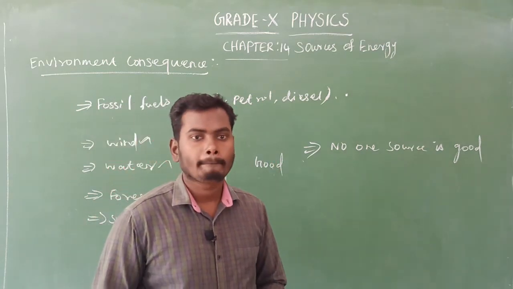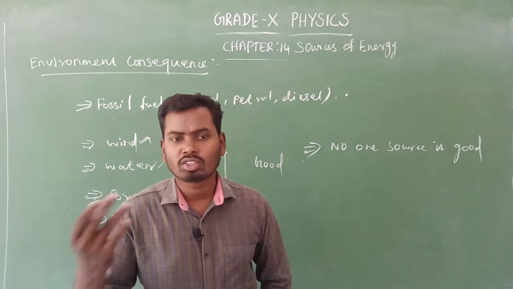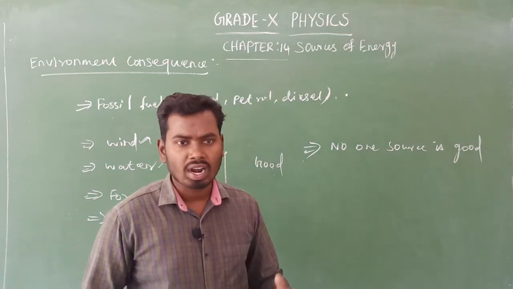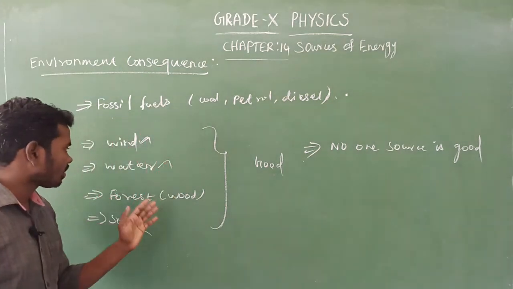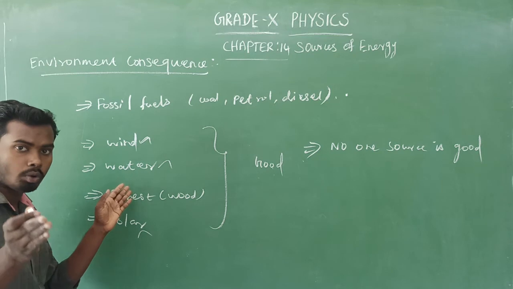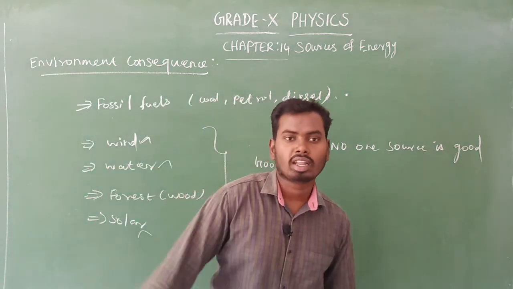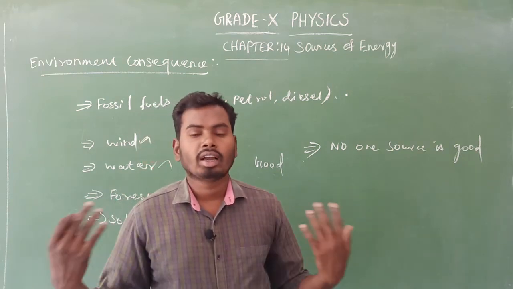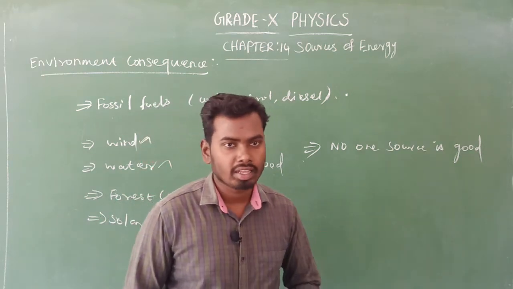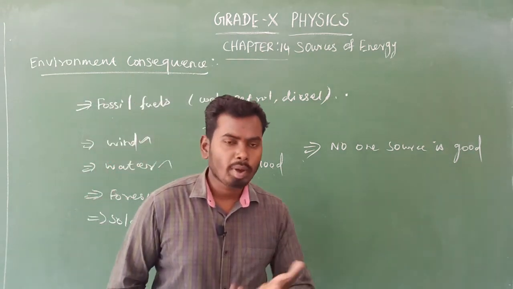All fuels are polluting the environment, be it LPG, natural gas, or fossil fuels, and the manufacturing of wind equipment, hydro power plant equipment, solar cookers, and so many things. Directly as well as indirectly, they are polluting the environment. That is the conclusion. That is called environment consequence.